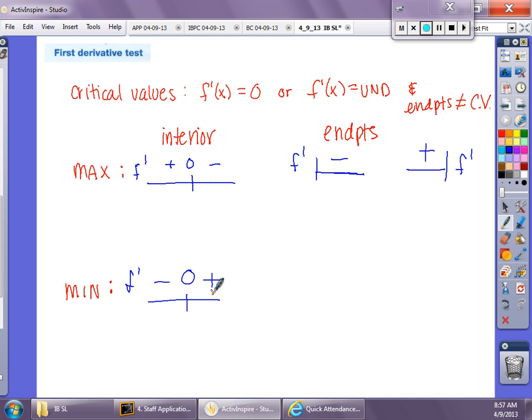Therefore, the minimums, same thing. Derivative signs have to change minus to plus. They have to be in that order. And in terms of endpoints, if you want your left endpoint to be a minimum, the graph would have to go up after the endpoint. And if I want my right endpoint to be a minimum, because the graph would have to go down to the endpoint, the derivative would have to be a minus. Right? Stuff that you know. Just wanted to be clear with the critical values.